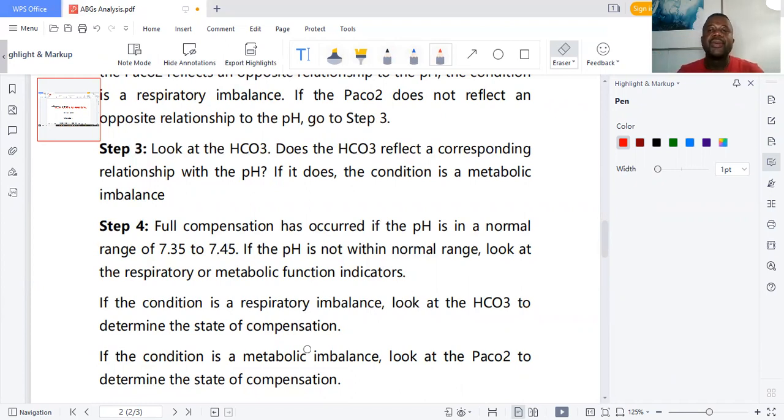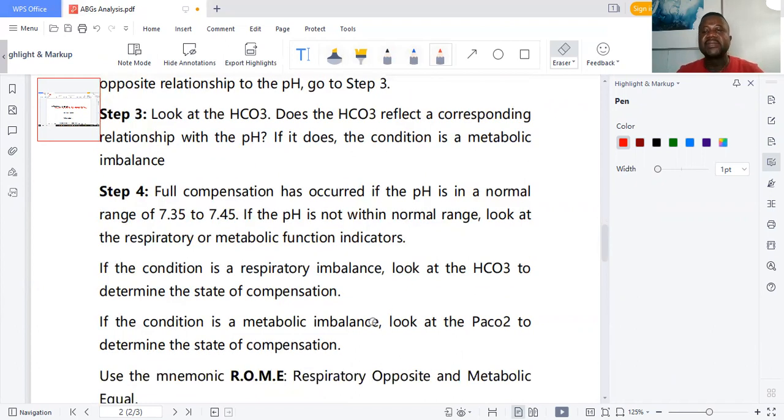It should be either a respiratory imbalance or a metabolic imbalance. And that's where we will say it is uncompensated. Uncompensated means the pH is out of the normal range. It's either below 7.35 or above 7.35. You hear words of partially compensated or uncompensated. Again, if the pH is within the normal range, it is compensated.